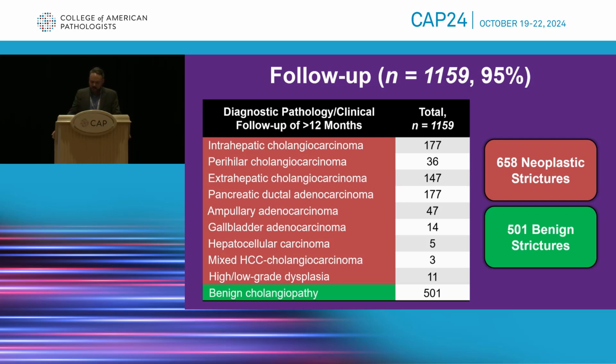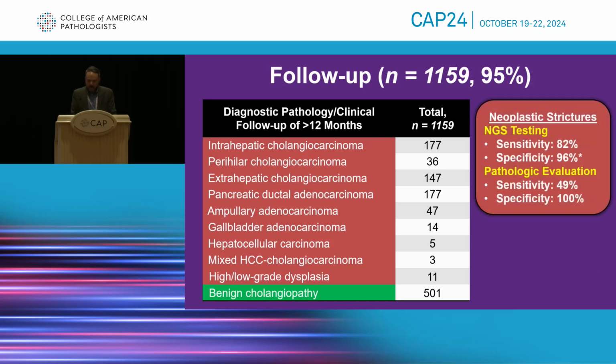And patients had a follow-up of about 12 months. Of the follow-up that was available, 658 patients had neoplastic strictures and 501 had benign strictures. And you can see that there were a variety of different types of entities that were found, a lot of ductal adenocarcinomas and cholangiocarcinomas here. And so the NGS panel was pretty specific. It had a 96% specificity, but sensitivity was limited. It was 82%. Not bad, but you wish you could be a little bit better.